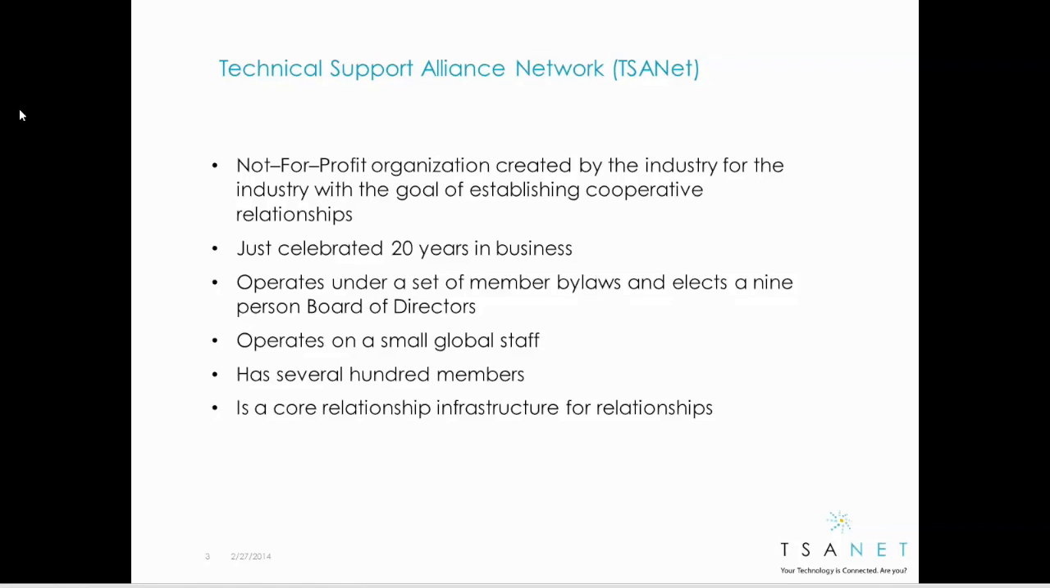And the last piece that I wanted to mention here is that TSANet is a core relationship structure. A lot of companies are using it in these limited member hosted groups as well as one-to-one groups, but also at very high strategic levels. So you may have partnerships and relationships that are created around specific product types and things like that. So TSANet is not just a one-shot thing. There's a lot of different things that you can do with relationships and how they're created.